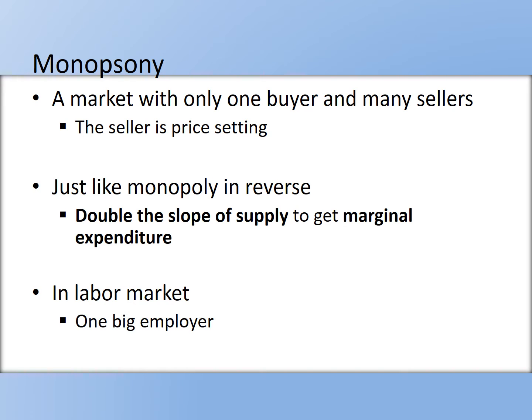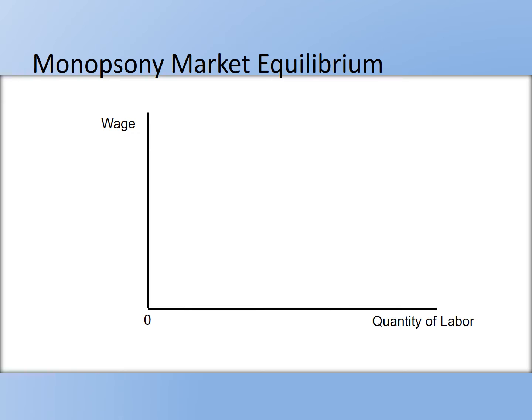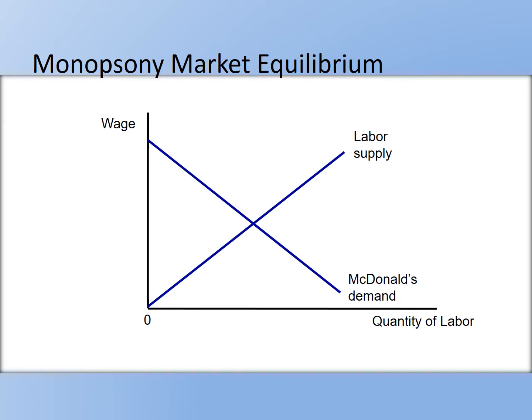In the labor market, the interpretation is you have one big employer like McDonald's and many job applicants. And graphically, we have gone through this last time. You have demand from the big company, supply from potentially many small workers. Marginal expenditure is the additional expenditure of hiring one additional worker.